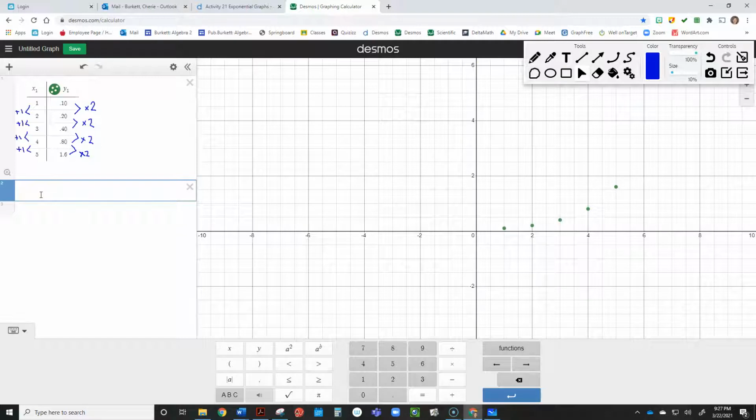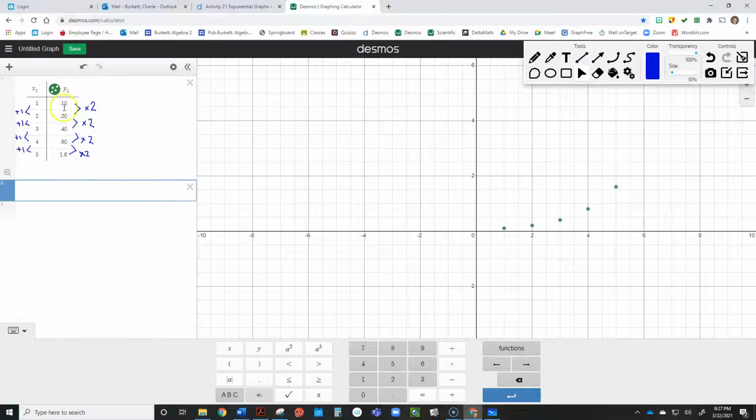But before we do this regression command, you have to tell Desmos what kind of equation it wants, because it will write any equation. It will take that data and write a linear equation, or a quadratic equation, or a third degree polynomial equation. It will do any kind of equation that you tell it to do. So you have to be sure to tell it to do the right kind of equation.